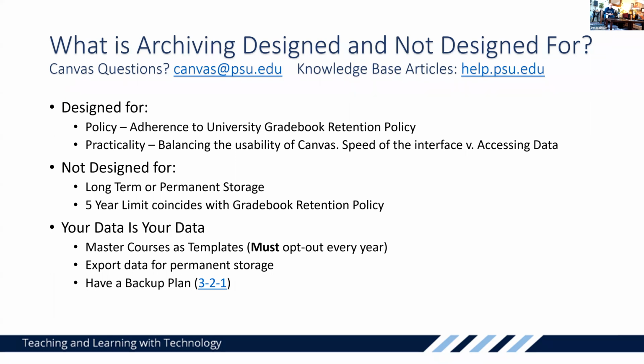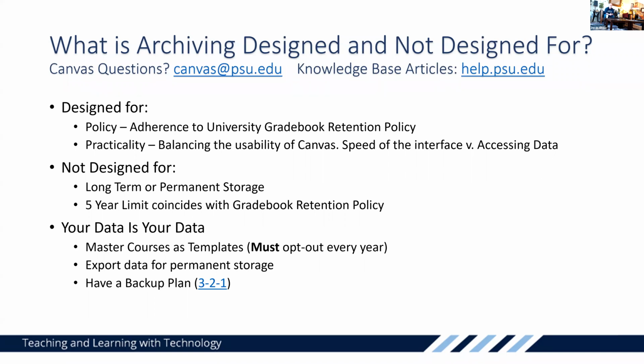The best way, the absolute best way for long-term storage is for you to export your data and keep it yourself, along with a backup plan. And that 3-2-1 is usually the recommended way of backing up data. Have 3 copies of your data available, usually on 2 different formats, like a removable storage drive, cloud storage, something like that, and one of them kept off-site.